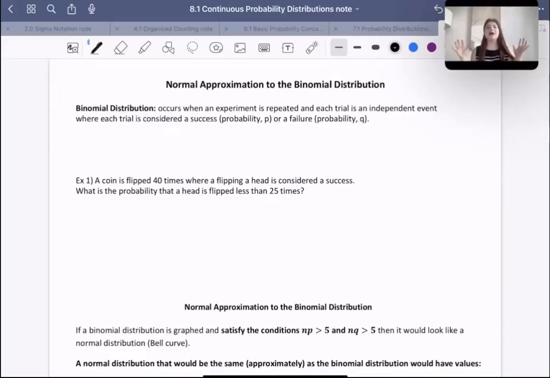Hello, everyone. Welcome back. Today we're going to be talking about the normal approximation to the binomial distribution. Let's review what the binomial distribution is. The binomial distribution occurs when an experiment is repeated and each trial is an independent event, where each trial is considered a success, which has probability p, or a failure, which has probability q. Failure and success are opposites, so p is equal to 1 minus q, and q is also equal to 1 minus p.